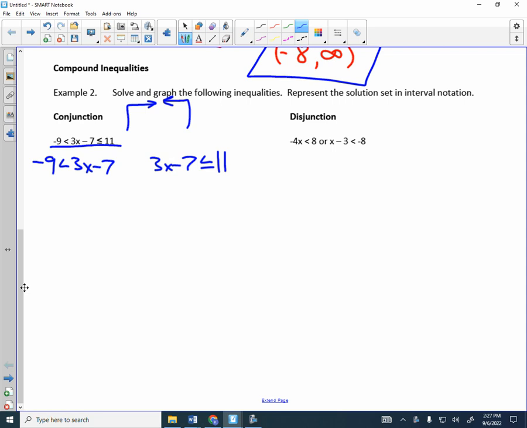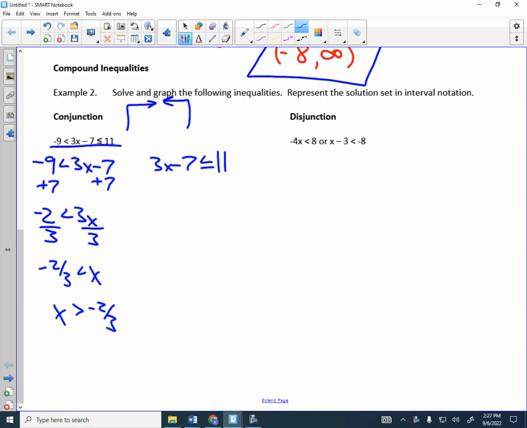So now I solve. I add 7 to both sides, and I get -2 is less than 3x. Divide by 3. Do I switch the sign? But I'm dividing a negative. You're not dividing by the negative. Okay? There's a common mistake that people make. -2/3 is less than x, or you could write x is greater than -2/3. However you'd like to write it, those are the same.